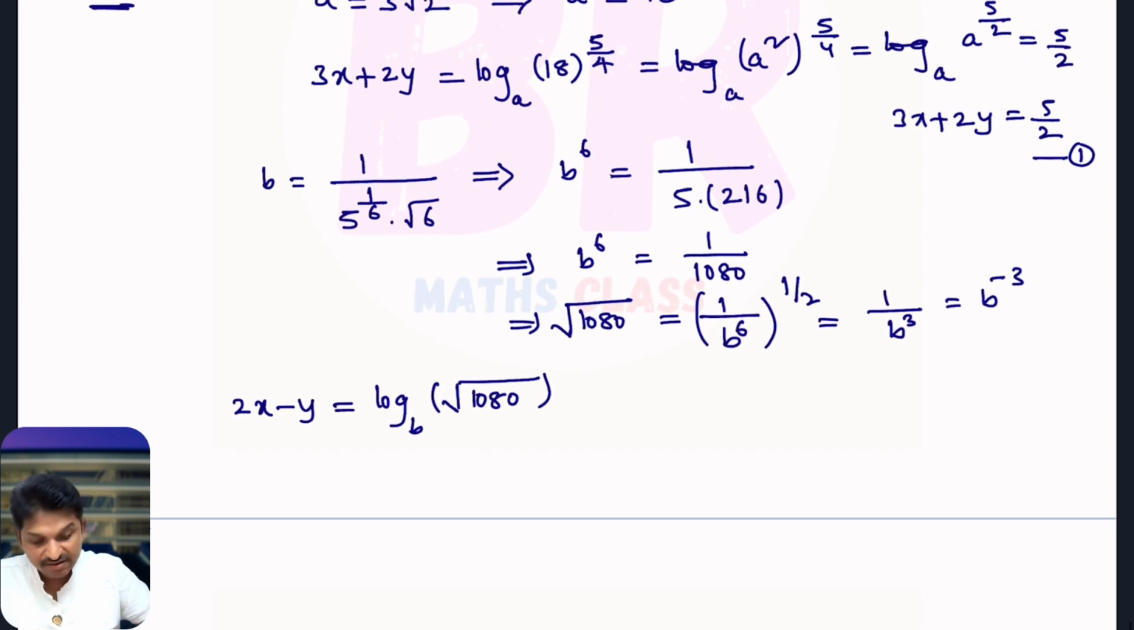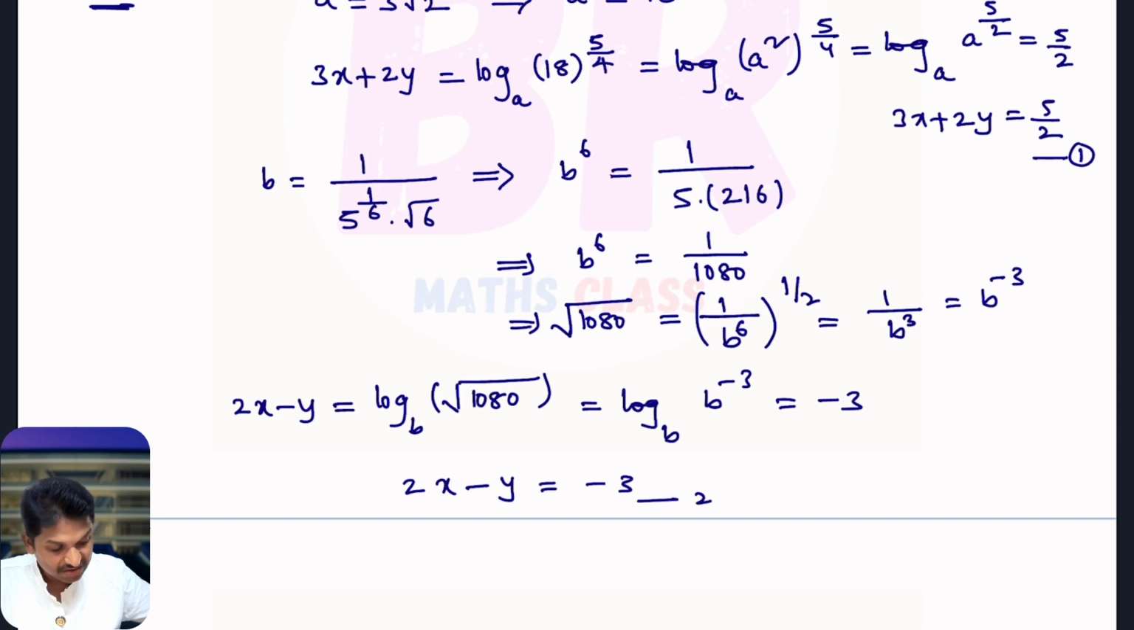Now you take this second equation, in place of the square root of 1080, you can write b power minus 3, right? Logarithm of b power minus 3 base b, this equal to minus 3. So what you got, 2x minus y equal to minus 3. This is the second equation. So total two equations are there. First equation, second equation. You solve them, you will get x value, y value.